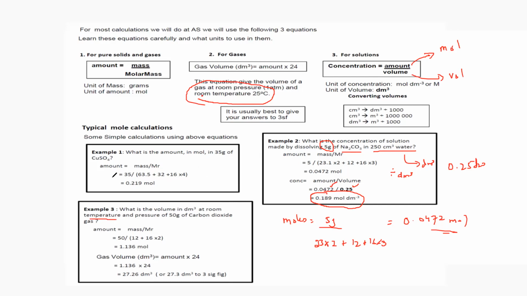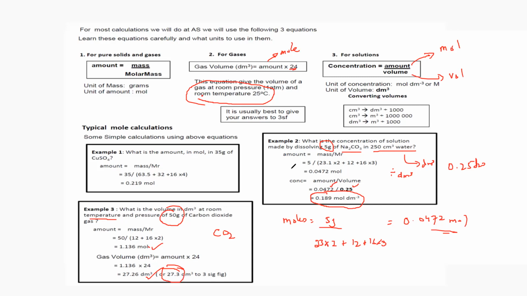So what is the volume in dm cube at room temperature and pressure for 50 grams of carbon dioxide? First, to use this formula, we should know the amount, the moles, and then we multiply by 24. So from mass in gram divided by molar mass, carbon dioxide molar mass is 44. So we divide and get 1.136. After getting the moles, multiply by 24, and we get the volume in decimeter cube. Whenever you write the answer, you should always write it in three significant figures. So it comes out as 27.3 decimeter cube.